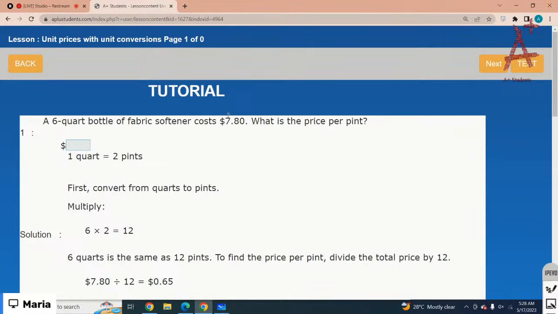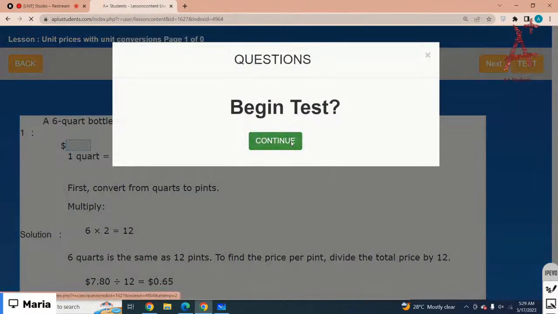So you have to divide 7.80 by 12, because you need to calculate the value in pints. When you divide 7.80 by 12 pints, it would be $0.65. Got it? Let's just start with the test practice questions.